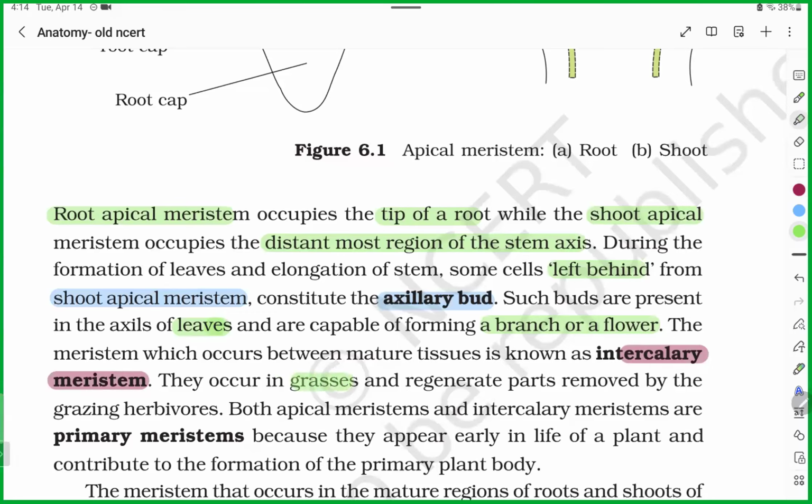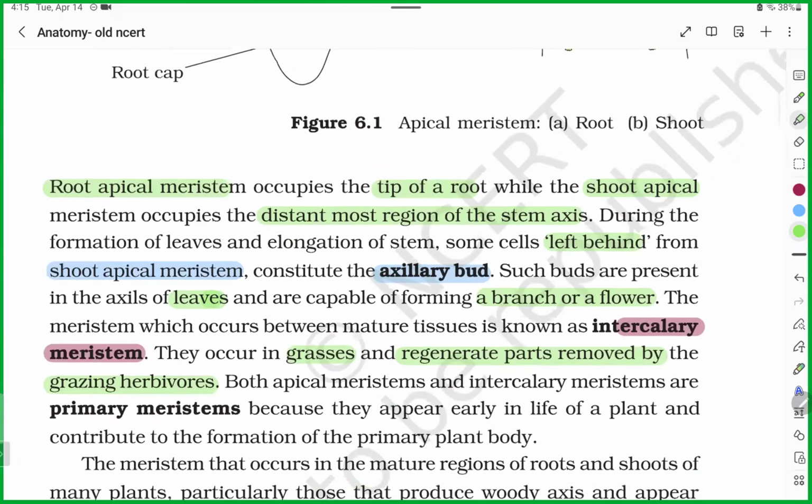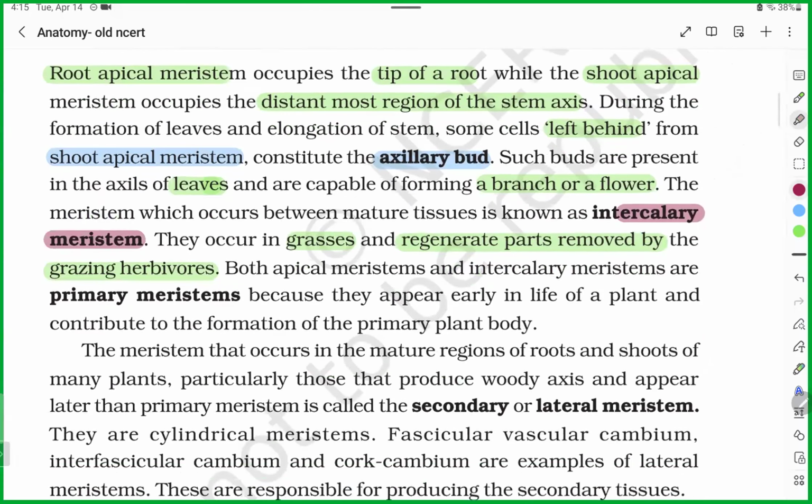Example, in the case of grass, when a cow eats the grass, the grass will grow faster. What is the reason? Intercalary meristem, which regenerates parts removed by the grazing herbivore. Both apical meristem and intercalary meristem are primary meristem because they appear early in the life of the plant and are responsible for the primary plant body. Primary plant body means normal root, stem, and leaf formation.